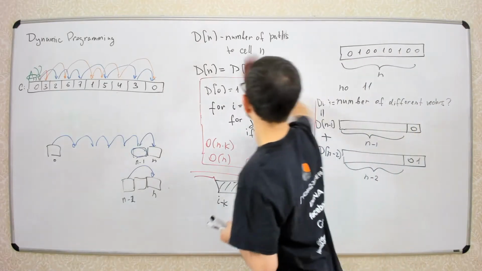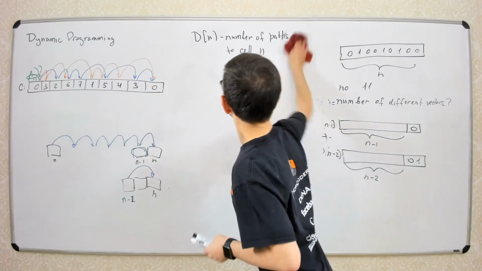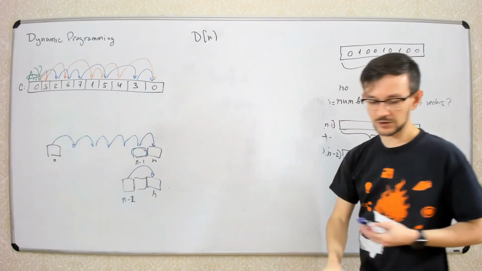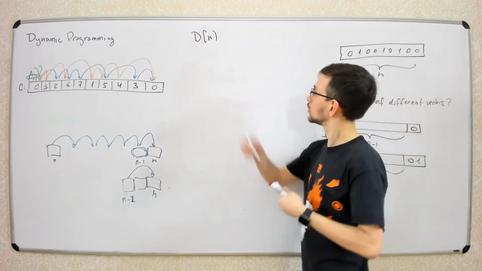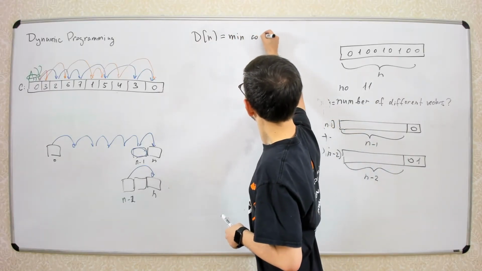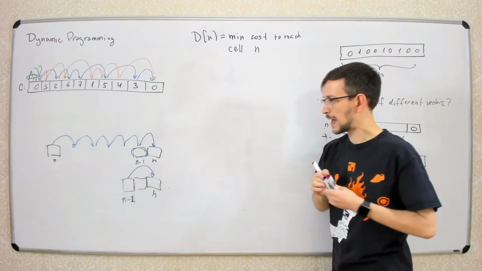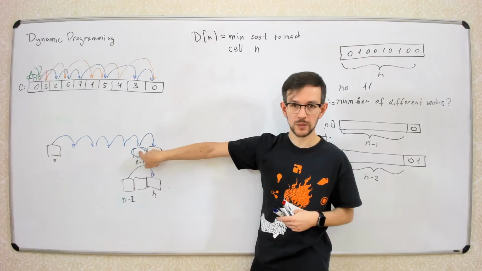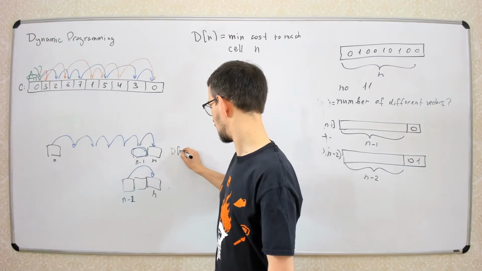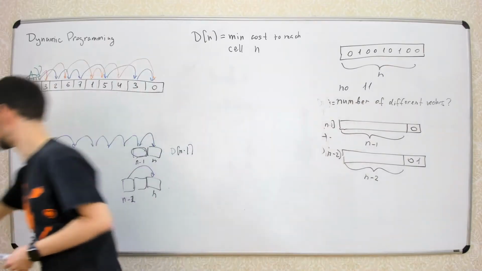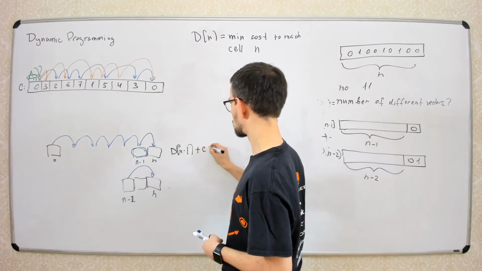So the optimal path here, let's see. I'll use the same array. If we say that d of n is the minimal cost we want to pay to reach the cell n, then in this case, we need to reach the cell n minus 1 with minimal possible cost, plus make this one jump. So the minimal cost here will be d of n minus 1 plus cost of cell n.